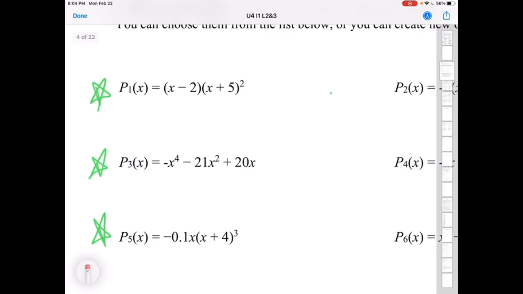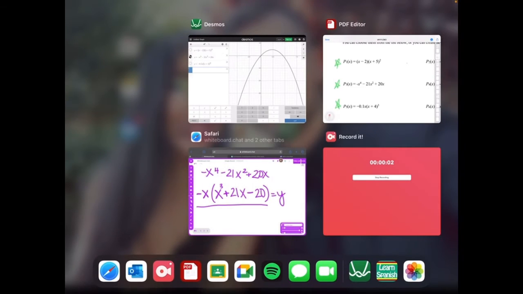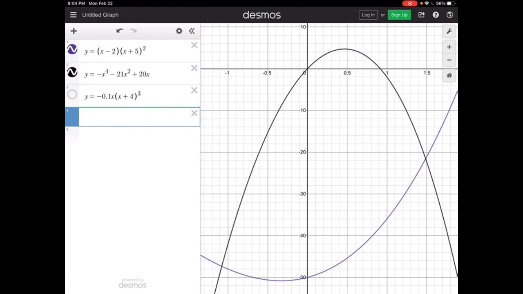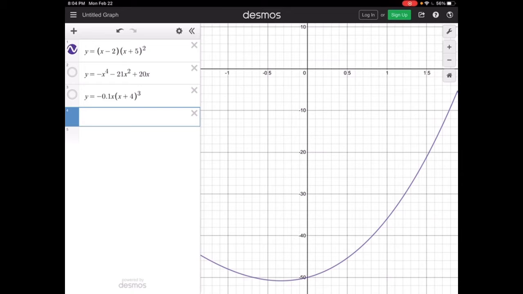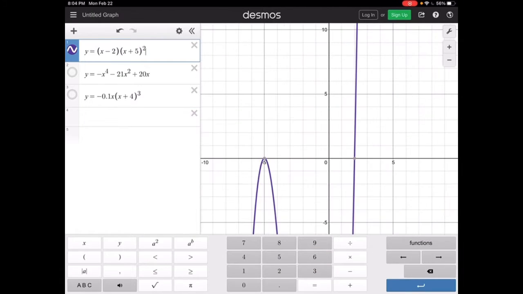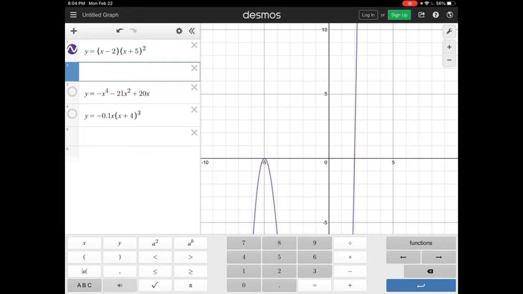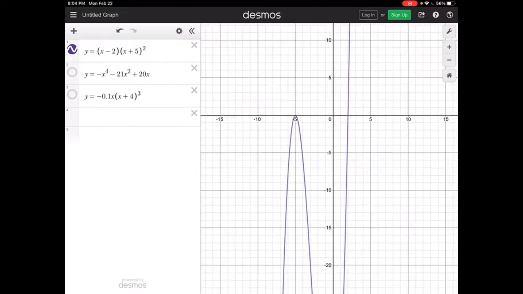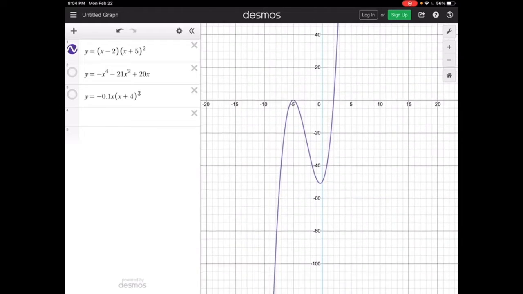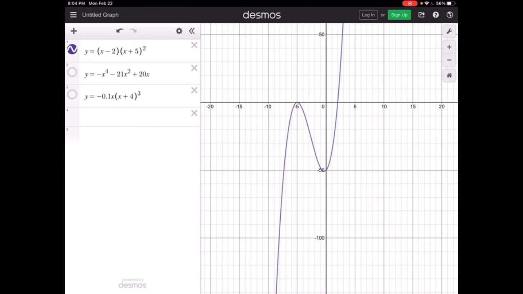So I've taken the liberty of already graphing these 3. So we're going to go to Desmos here, and we're going to start with the first one, x minus 2 times x plus 5 squared. So that's what we're looking at here. If your margins get messed up, you can use your home button to get you back home. I'm going to zoom out a little bit here just so my view is a little bit better.